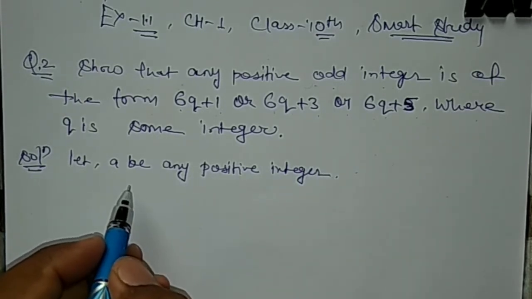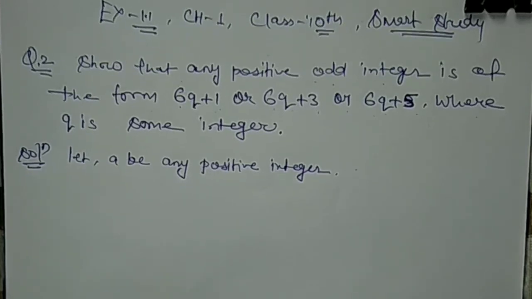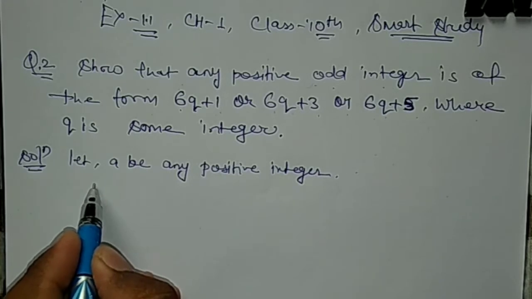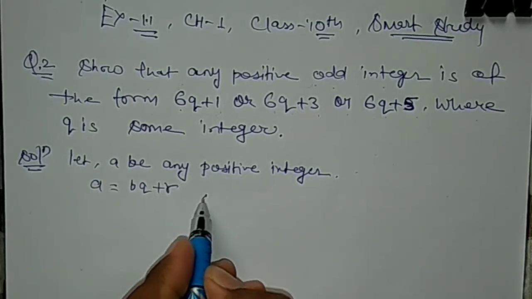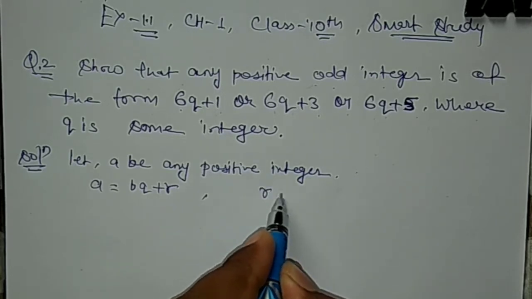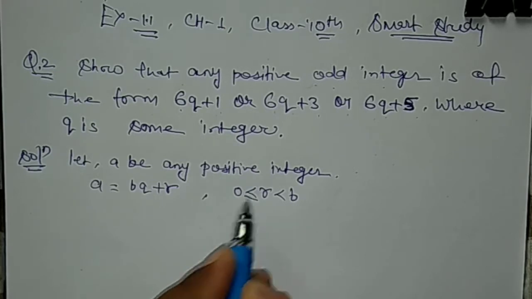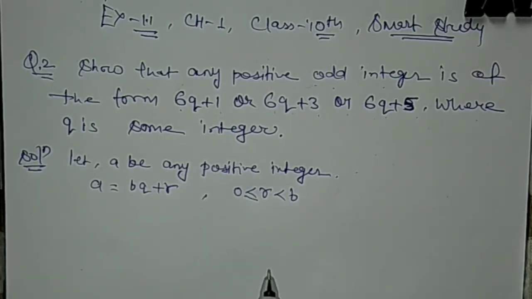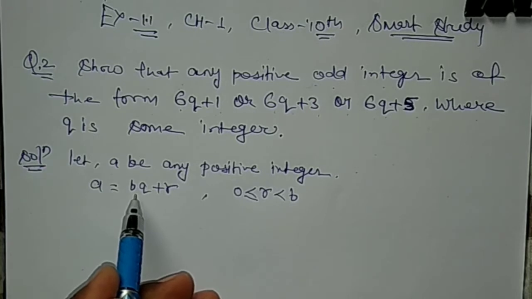Then by Euclid division algorithm, we know that a equals bq plus r, where r is the remainder and it should be less than b and greater than or equal to 0. So this is the statement of Euclid division algorithm. Now we have to find out b. What is b in this question?